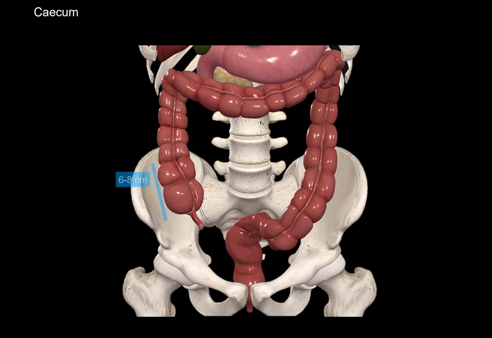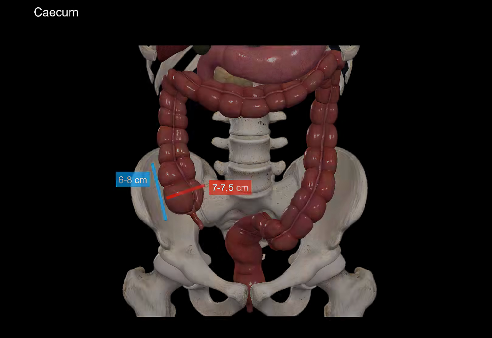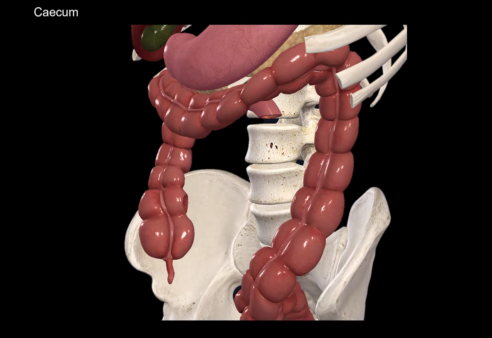The caecum is about 6 to 8 centimeters long and about 7 to 7.5 centimeters wide. And so the caecum is the connection point between the small intestine and the large intestine, right? So if we change up the angle a little bit, you will see a hole right here. This hole is called the Ileal Orifice, connecting the ileum with the caecum so that the small intestine can release its content into the large intestine to be processed further and then secreted out.